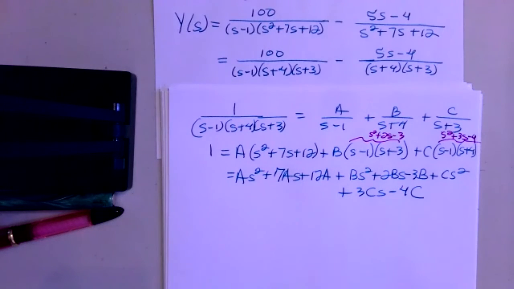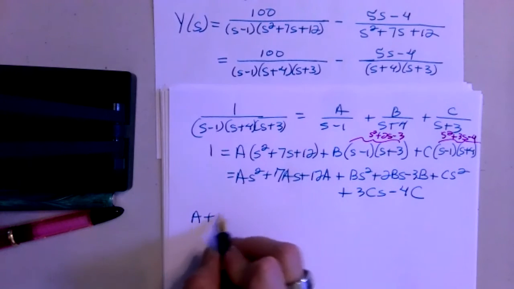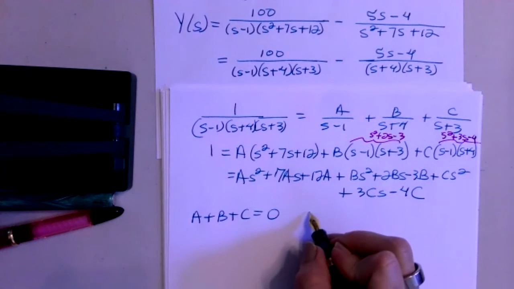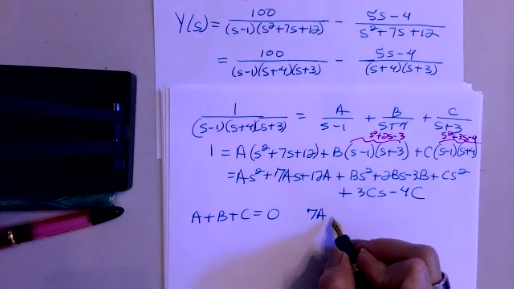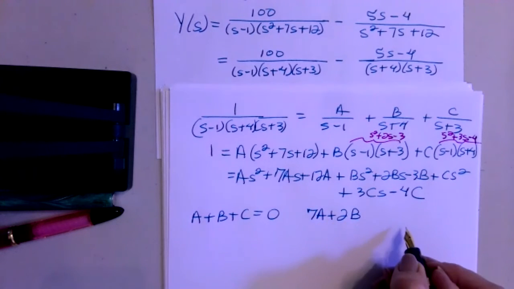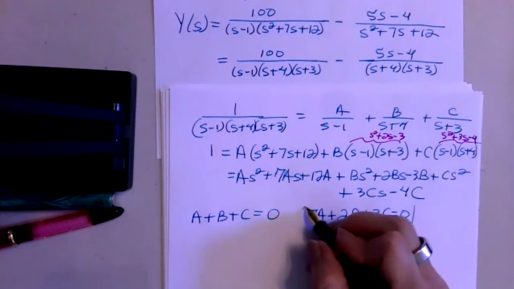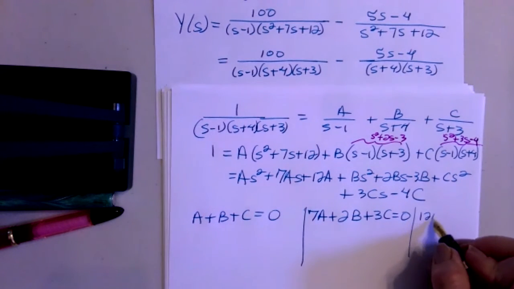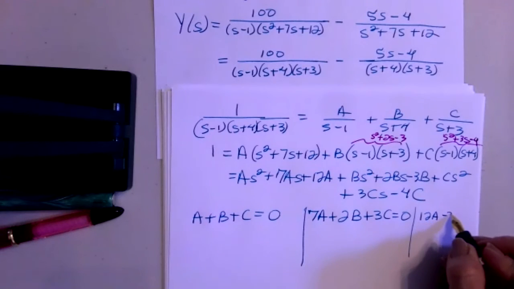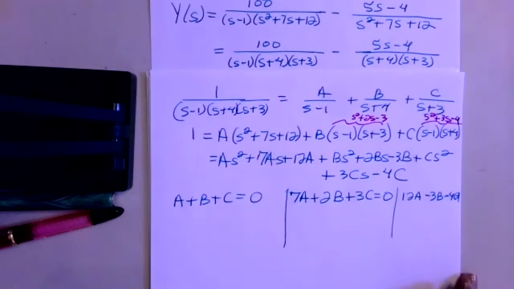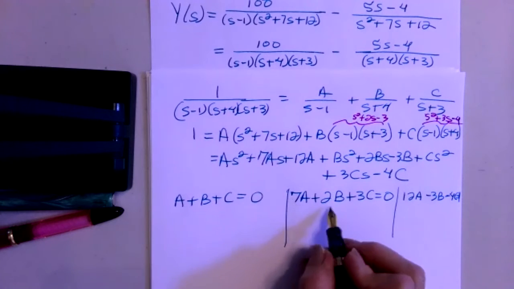Okay, and so that says A plus B plus C equals 0. That's the coefficients of s squared. The coefficients of s says 7A plus 2B plus 3C equals 0. And then the last one is 12A minus 3B minus 4C equals 1. Okay. So A is minus B minus C.